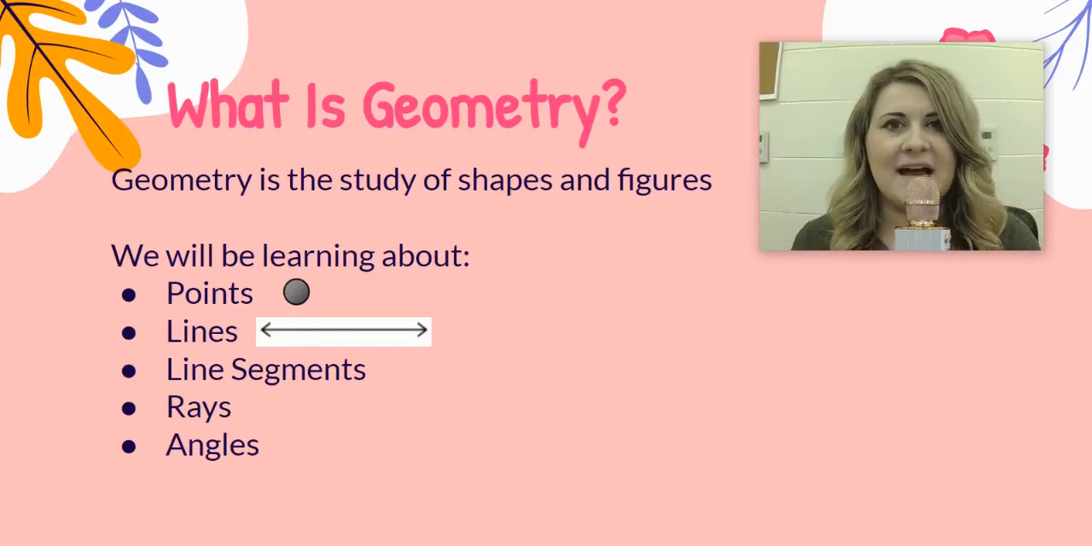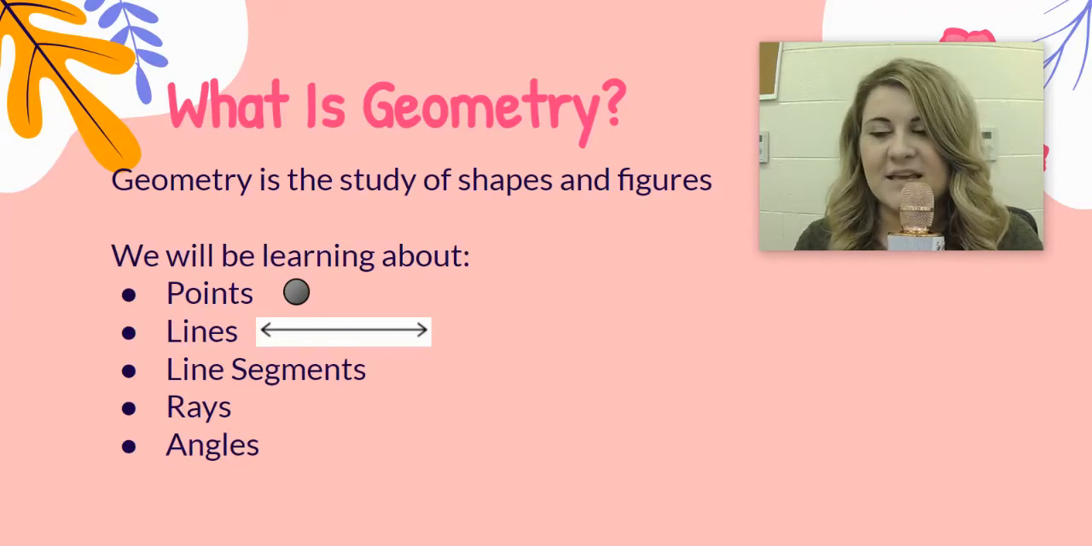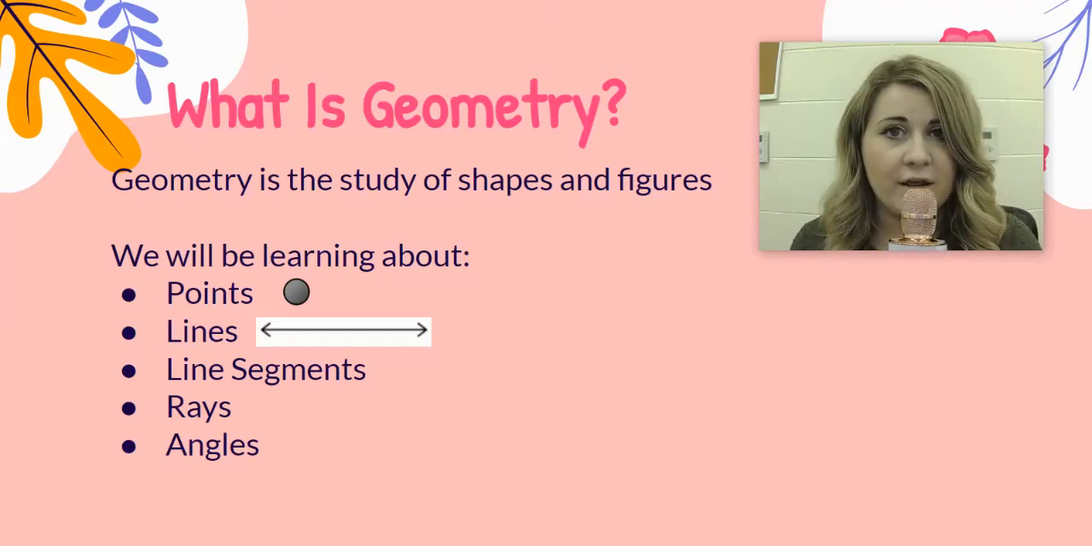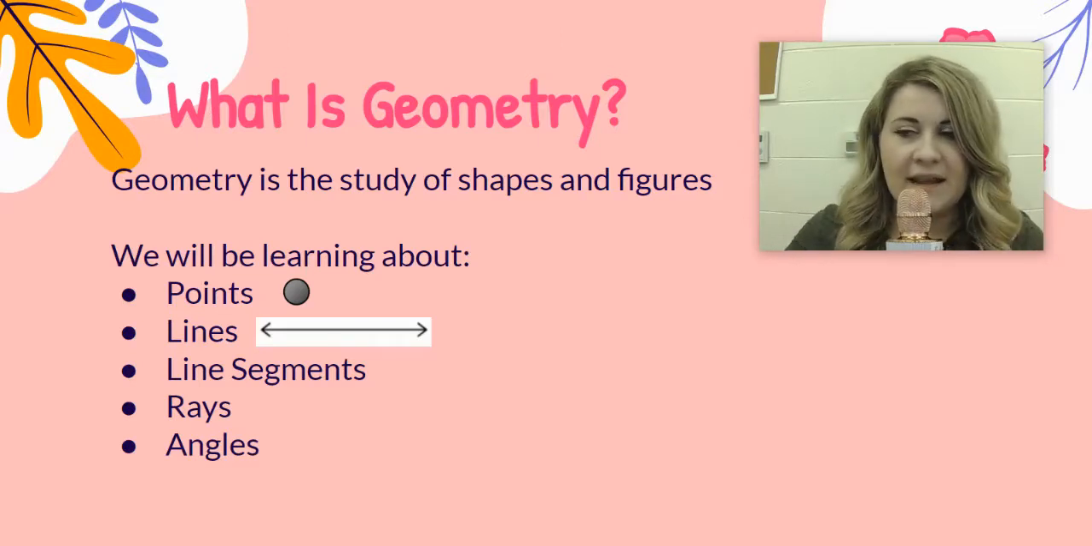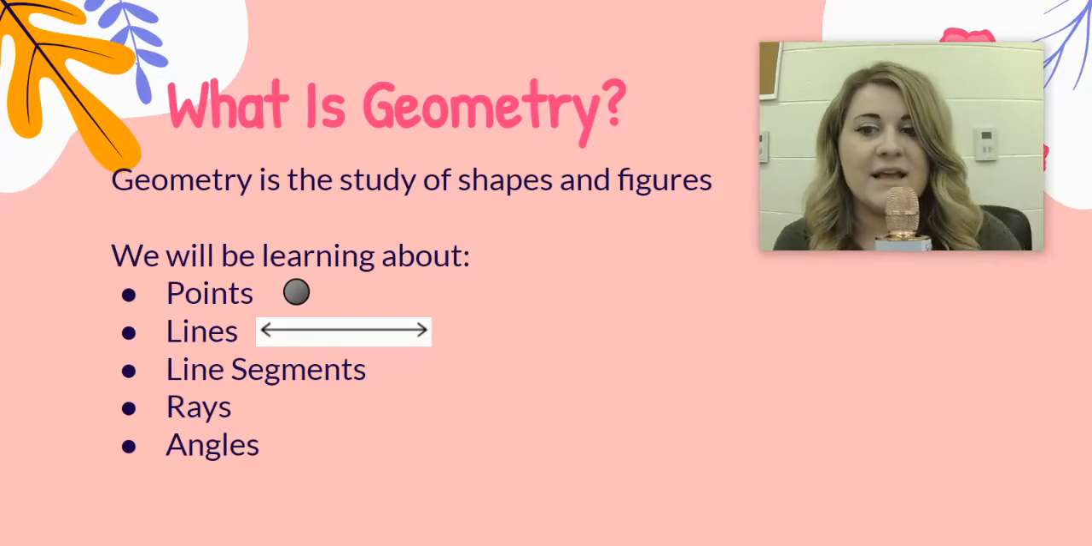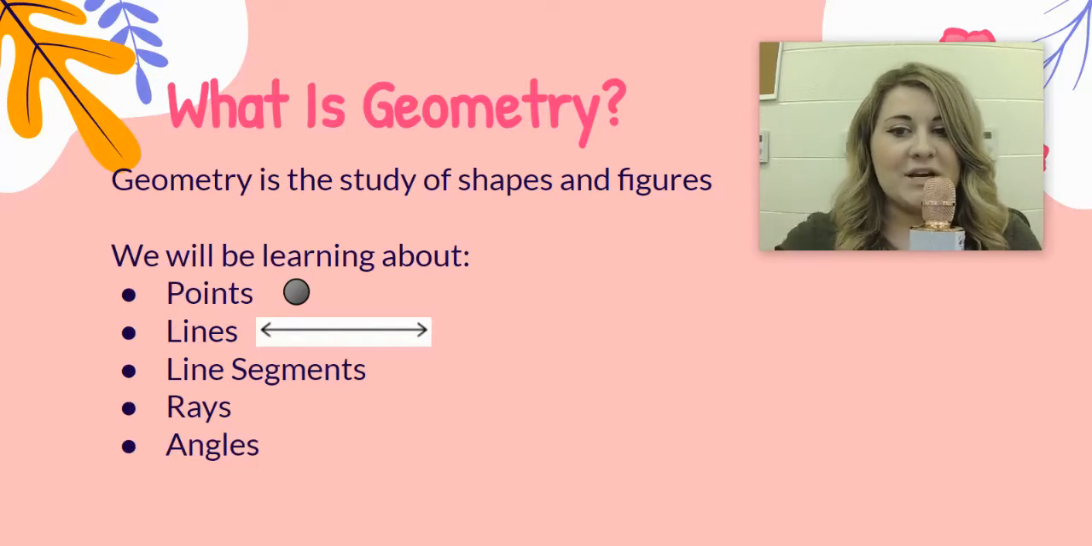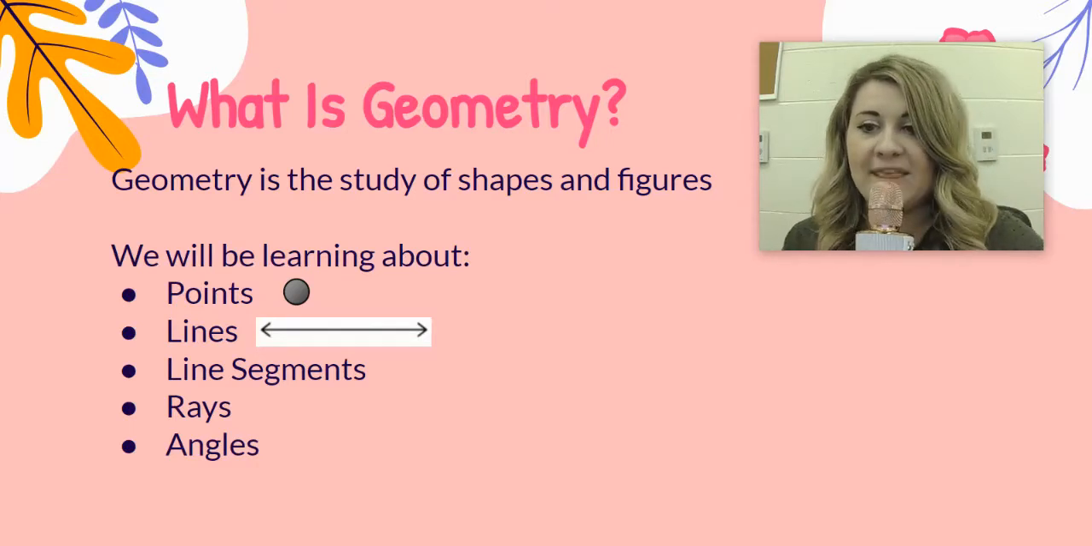A line is like time. Time has no beginning, no end. It just keeps going on and on forever and ever. Just like numbers. Numbers go on forever. Negative numbers and positive numbers in both directions. So make sure it has 2 arrows on the ends.